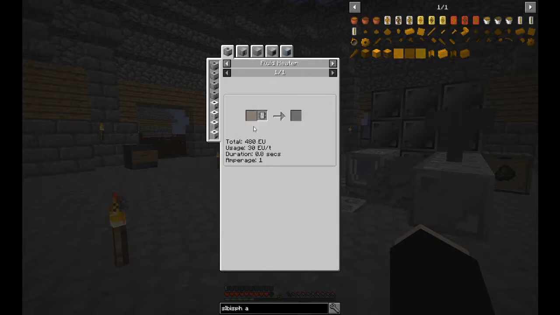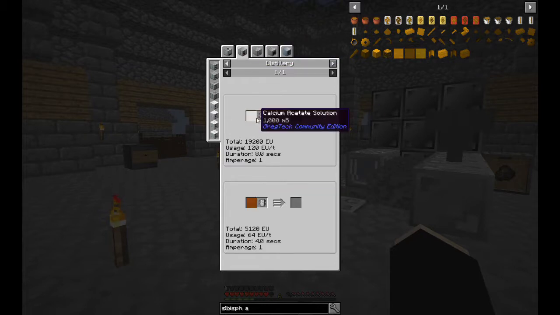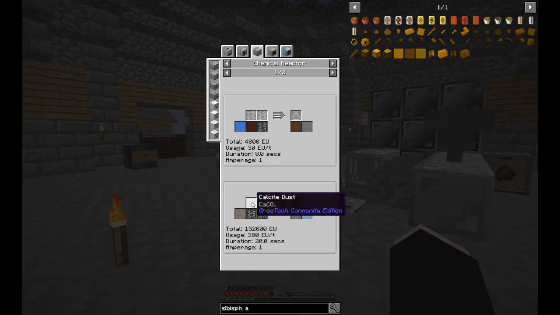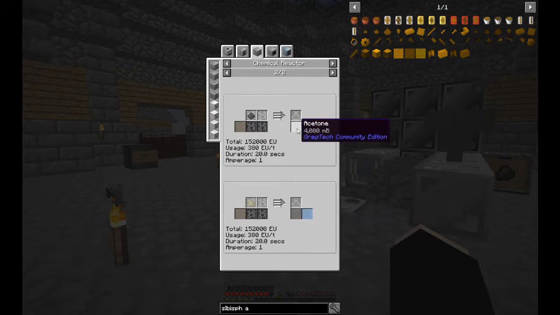Then acetone, that's the one I screwed up with last time. I went for the wood, was it? No, I didn't go for the wood vinegar. I went for the acetic acid with calcite dust. Turns into acetone and, no, not carbon dioxide. I had a recipe where I didn't get carbon dioxide though.